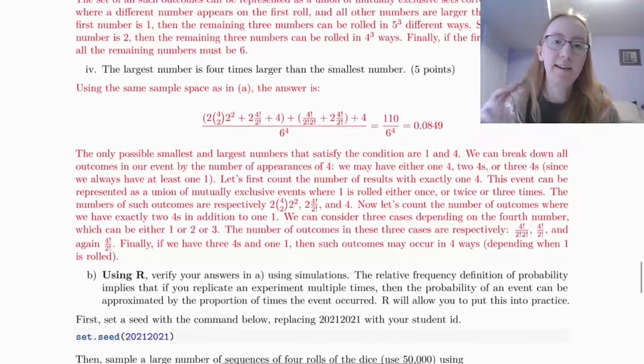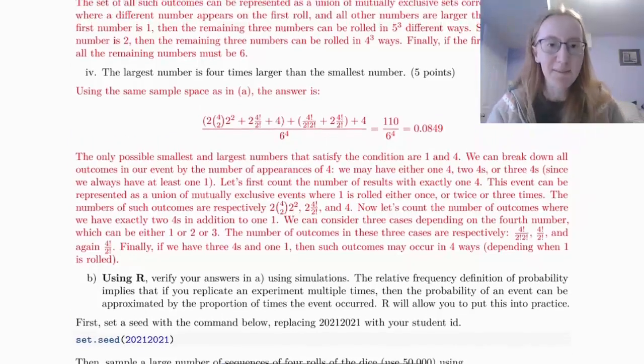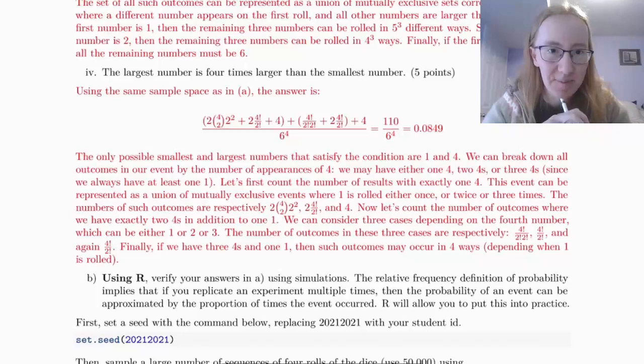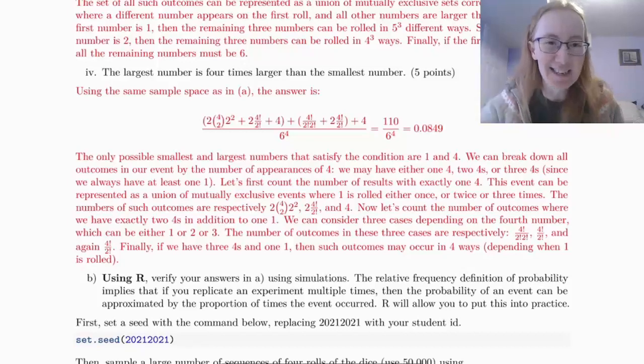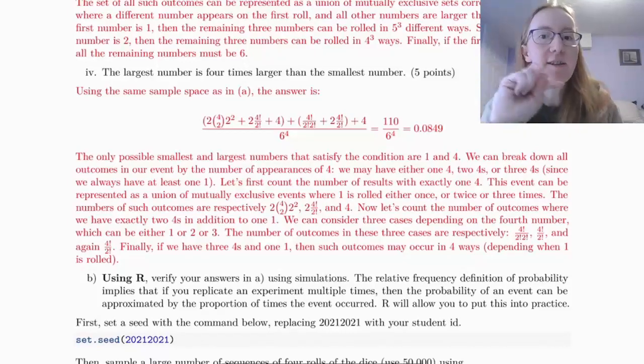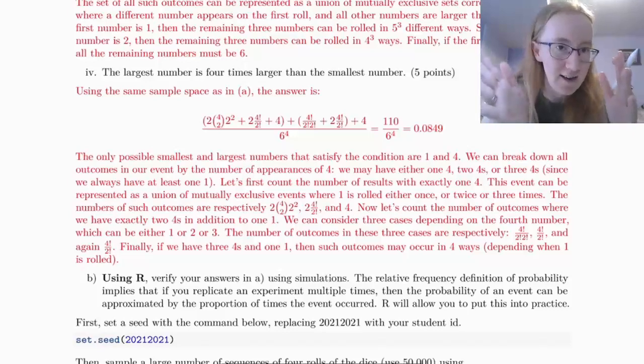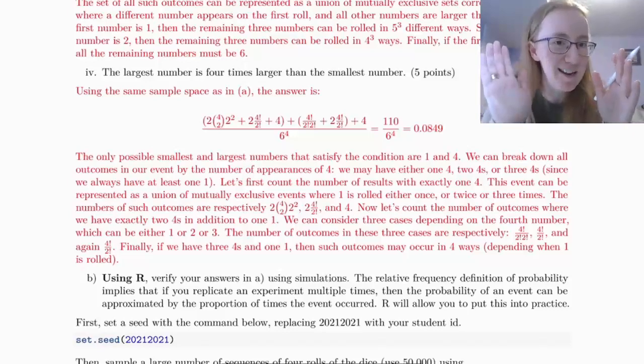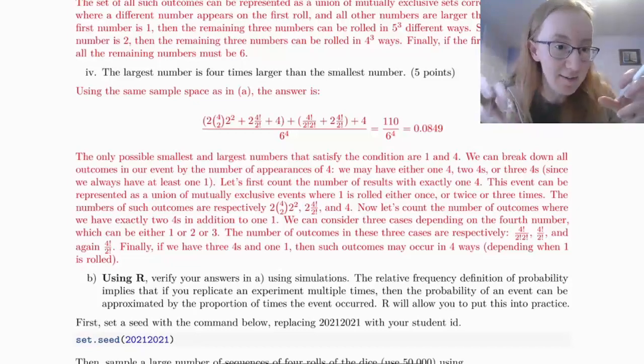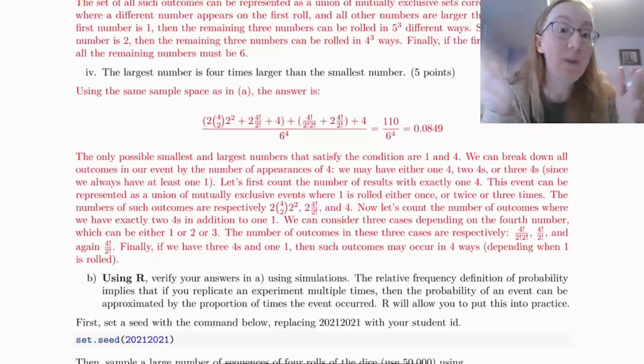So what we need here, again, this expression looks like a mess. We want the largest number to be 4 times larger than the smallest number. So this is a pretty obscure thing, right? There's no formula for this. This isn't something we've seen before, but we can think about breaking it down into what we need to happen. If we want the largest number to be 4 times larger than the smallest number, that means we need at least one 4 and at least one 1, and any of the other numbers have to be between 1 and 4.